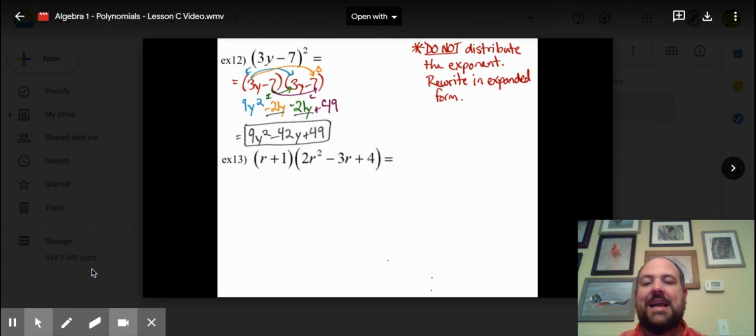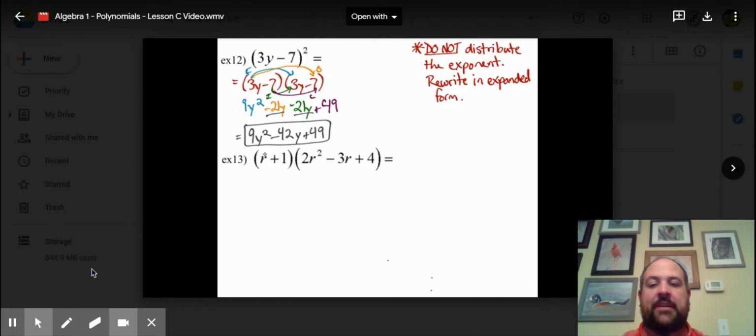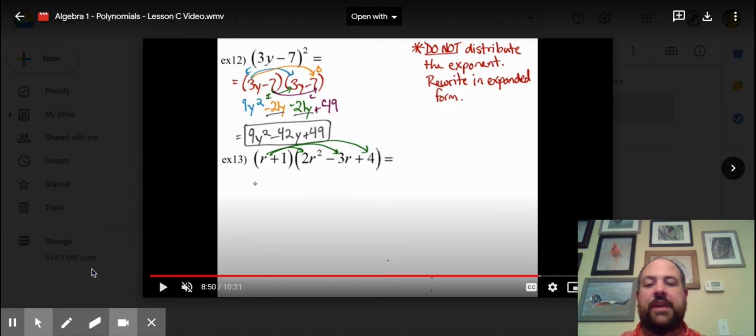All right, we have one last example here, number 13, where we have r plus 1 times 2r squared minus 3r plus 4. And what you're going to do is basically the same idea as FOIL, except I now have a binomial times a trinomial, which means for the first term in the first set of parentheses, the r, I have 3 multiplications to make. I have to distribute it to the 2r squared, the negative 3r, and the positive 4. So check and see, what do you think you're going to get when you distribute the r?